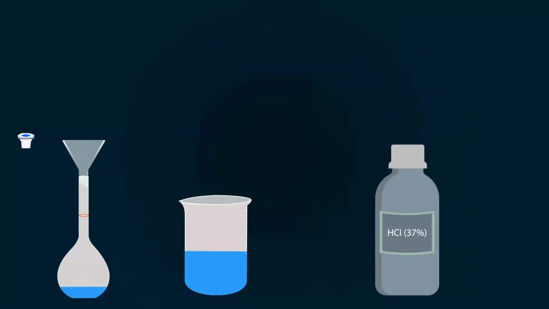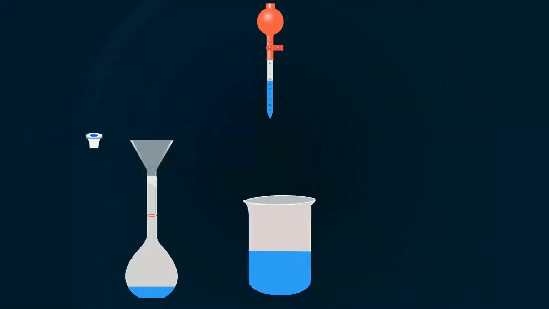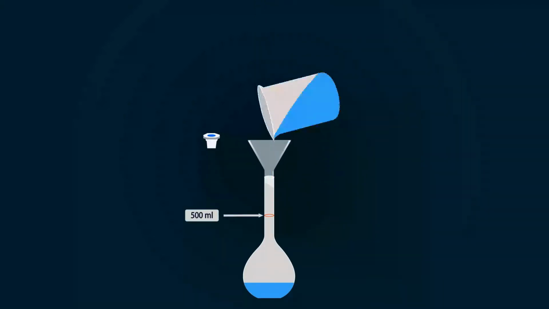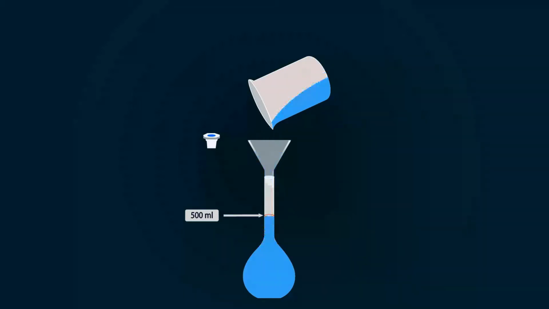Now take 37% HCl and pipette out the required volume with the help of a pipette, which is 41.66 milliliters. Now add this into the measuring flask. Here is the red point which indicates 500 milliliters, and add some water up to that point.